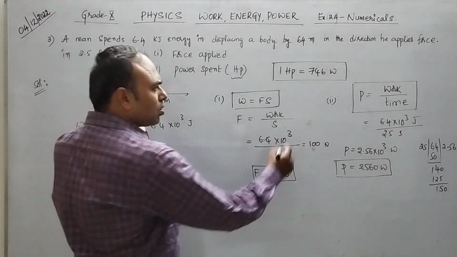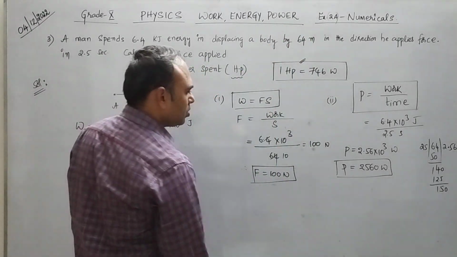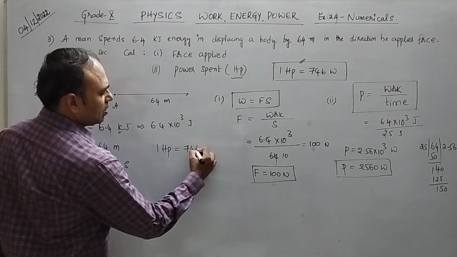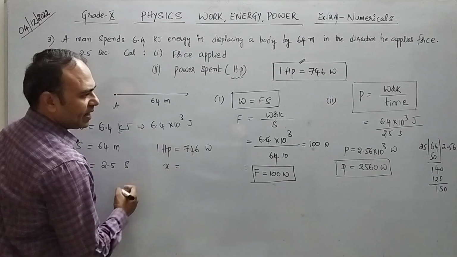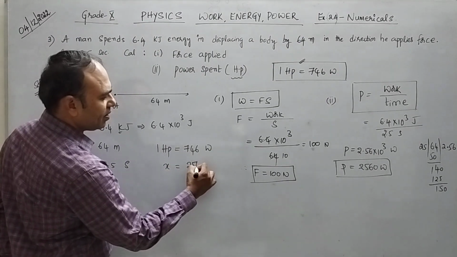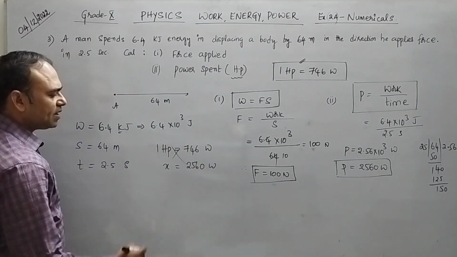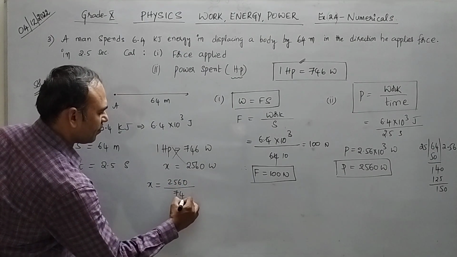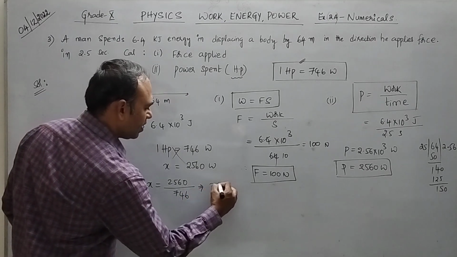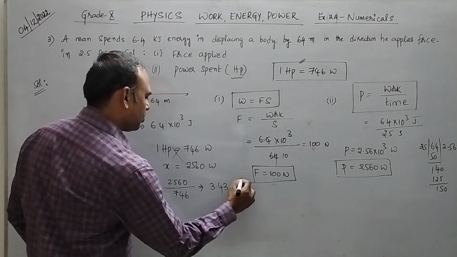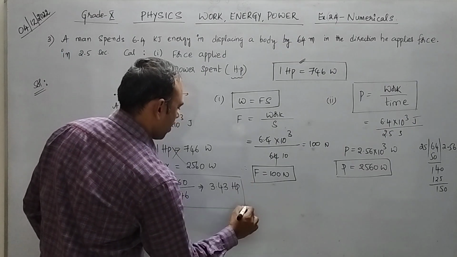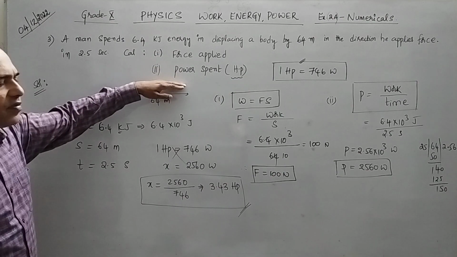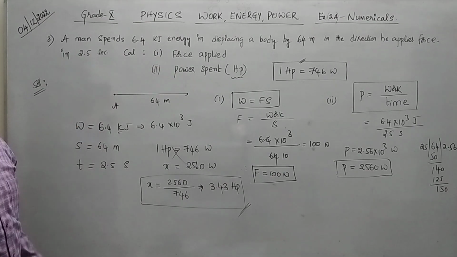Now convert into horsepower. So that relation we can write here. 1 horsepower we have 746 watt. Now let us take it as X. How much is given? 2560. On cross multiplication, X is 2560 by 746. So we get 3.43 horsepower. Using this method, we can calculate the force applied and also the power spent by the particular person. Hope you have understood this.